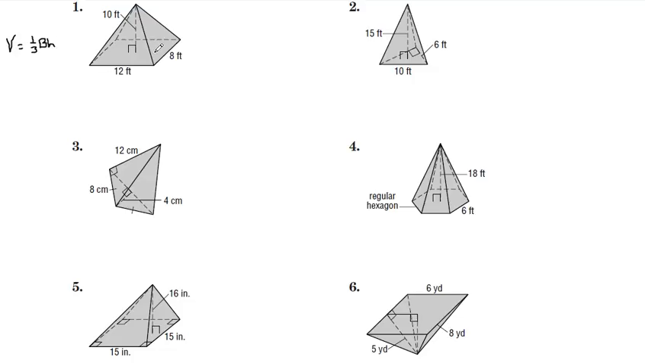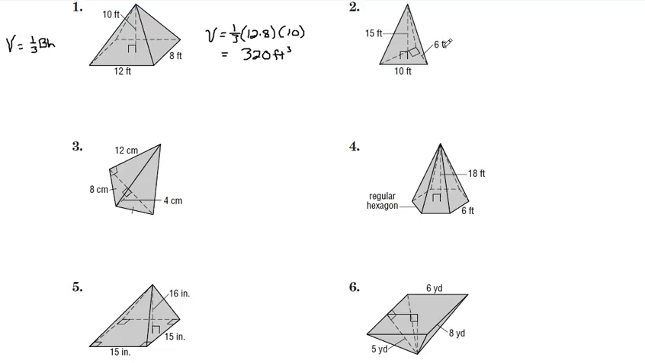Alright, and our first one here, our base is a 12 by 8 rectangle. So we'll put that right here, 12 times 8, and the height, as we can see from vertex to the base, is 10. And then putting that in the calculator, we simply have 320 cubic feet.